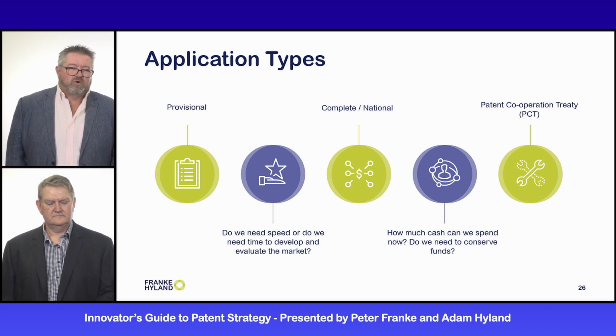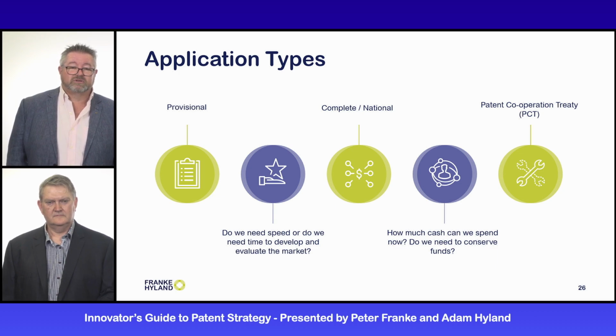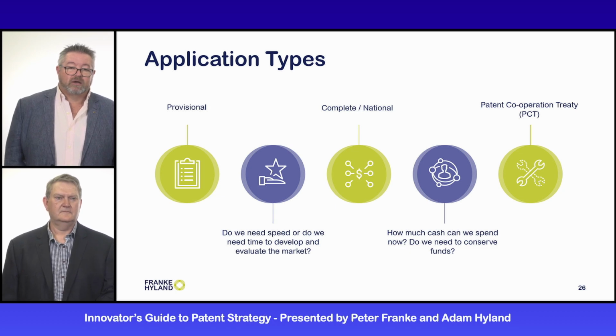So the consideration of why we would file these different ones: do we need speed, or do we need time to develop and evaluate the market? If we need speed, we'll go national. We've got plenty of money, we've got a product that's absolutely ready to go, we'll file national applications and get them examined as soon as possible. But if we're still developing the technology, we might still be wanting to file a provisional. And if we're still developing our ideas on where and how we're going to protect this and where we're actually making money, we may want to file also a Patent Cooperation Treaty application to extend that process out for a little bit longer.